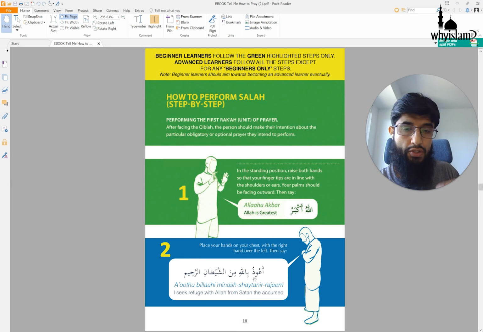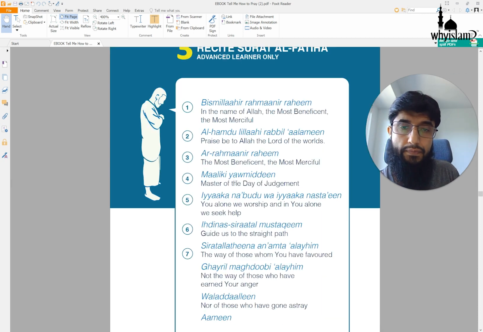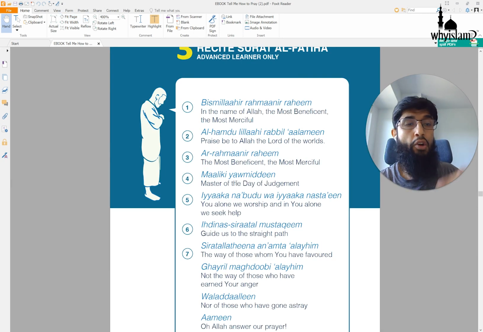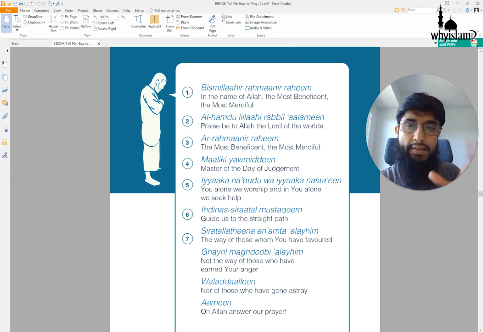Then you seek refuge in Allah, seek protection in Allah. We did that. Now here is the first chapter of Quran. This is something that we haven't covered yet. Going forward, we'll start covering this. As you can see, these are only 7 lines in general. So far, we haven't covered it.